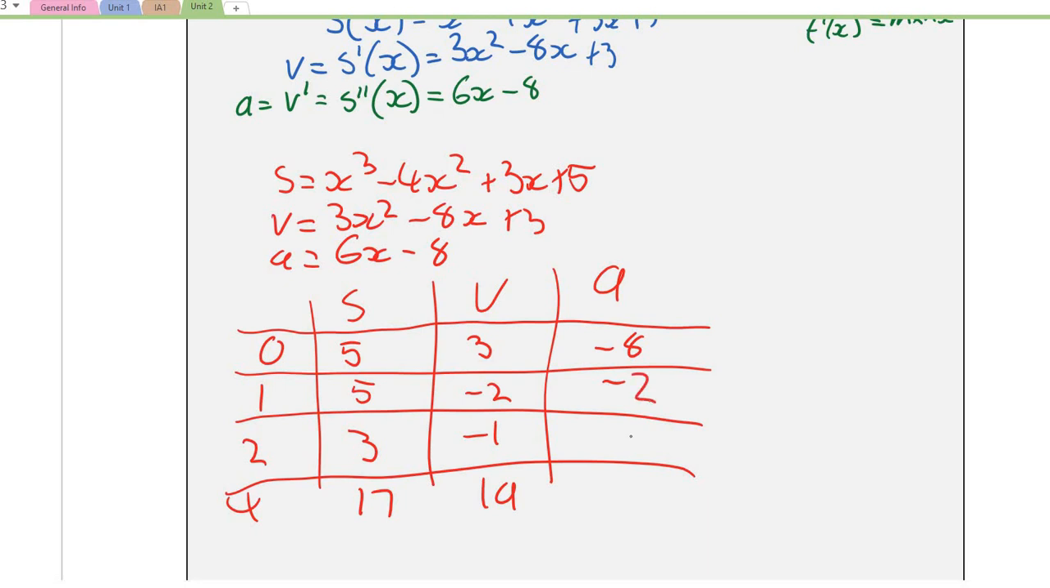Four, and 16. Okay, so that's a bit of a wild table there. Actually, are we getting faster or slower? How would we tell if we're getting faster or slower, by the way? Which number? Displacement, acceleration, velocity.